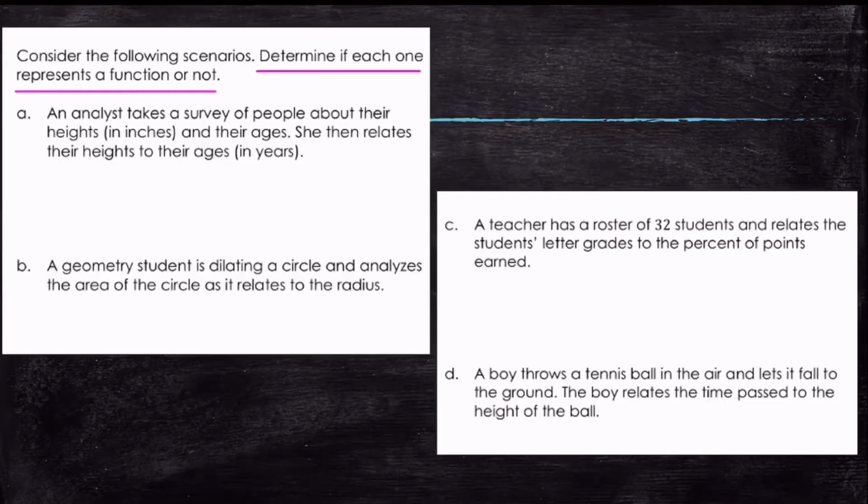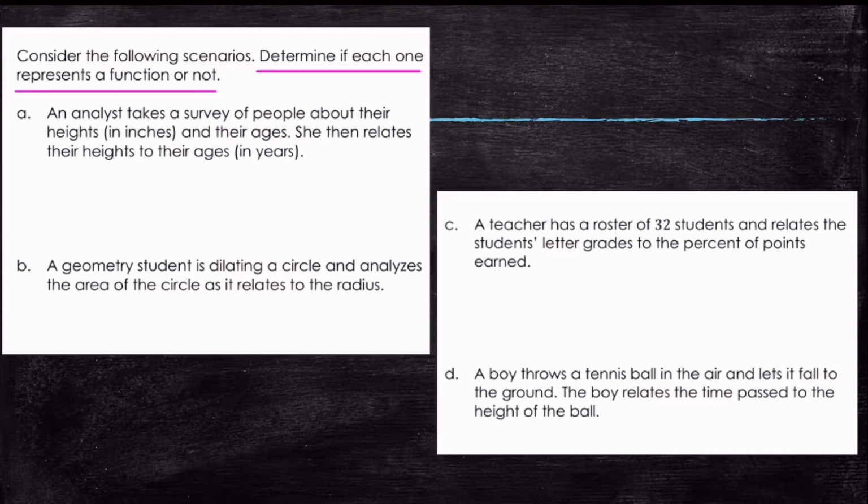Okay? So now let's take our understanding of functions and look at a real-world situation. So we're going to determine if this creates a function. And remember, in a function, our x value cannot repeat. So we're looking at our independent variable in this situation. Could it repeat? So let's look at letter A. An analyst takes a survey of people about their heights and their ages. So those are our 2 variables. She then relates their height to their age.